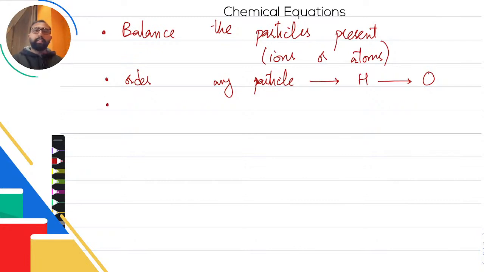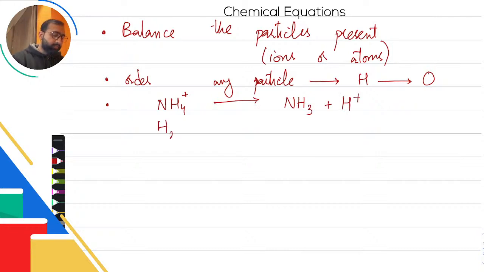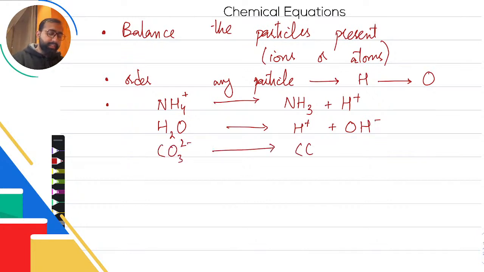Third is that there are a few particles that we should understand the basic structure of. For example, ammonium. Again, I'm restricting ourselves to just O levels and IGCSE over here. Ammonium changes to ammonia and a hydrogen ion. Water changes to hydrogen ion and hydroxide ion. Now, that does not mean that water is always this, but it may. And carbonate changes to carbon dioxide and oxide ion. So if you understand these ions, then you understand how to work with it.